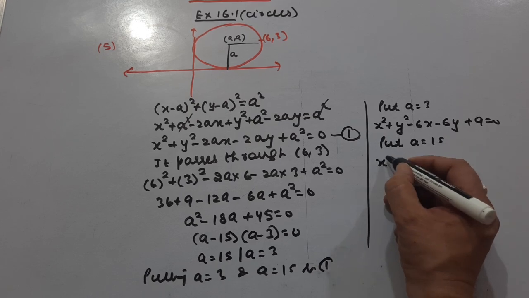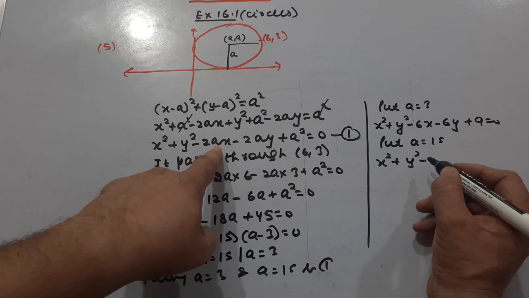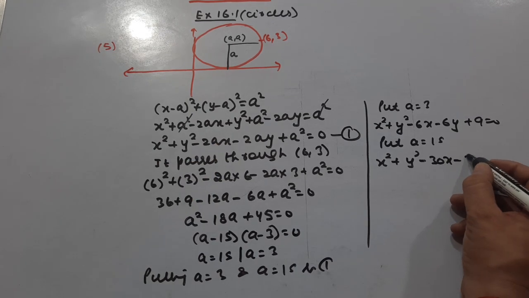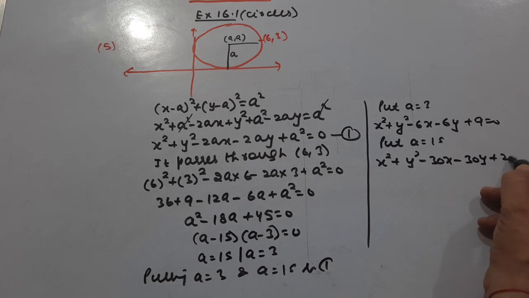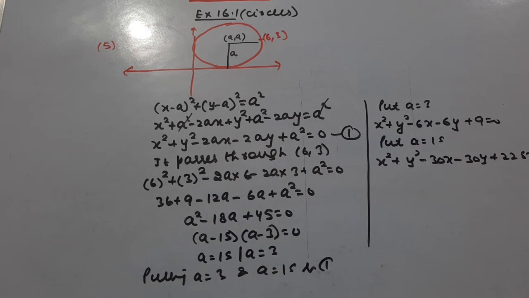So what we get? x square plus y square minus, over here I am putting a equal to 15, so this becomes 30x minus 30y plus 225 equal to 0. This is the second equation. So students, I hope this is clear to you.